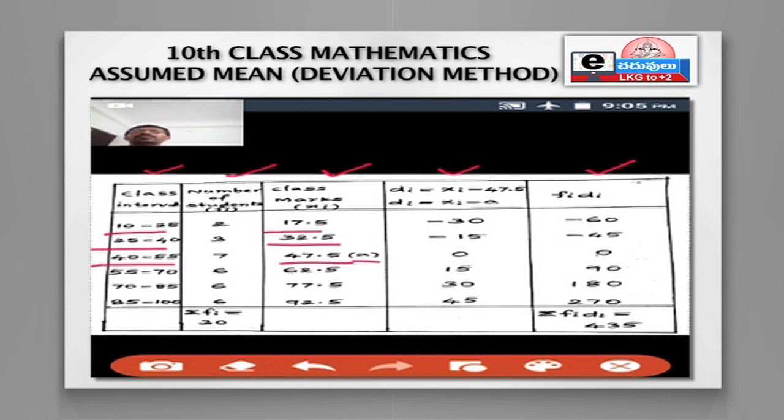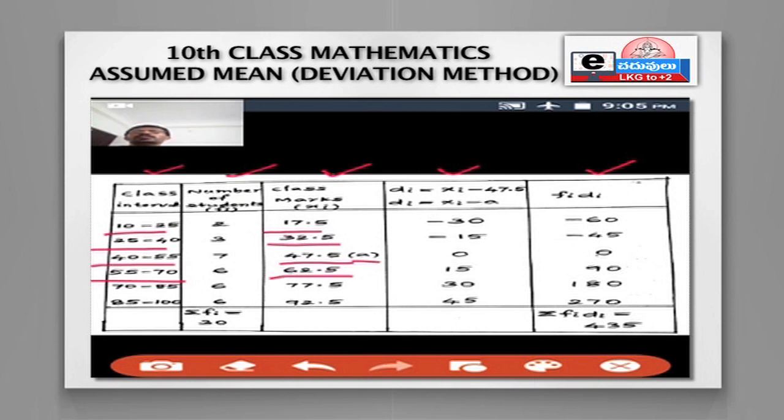47.5. Next, what is the class mark for 55 to 70? 55 plus 70 by 2. 55 plus 70, how much? 125. 125 by 2 means 62.5.